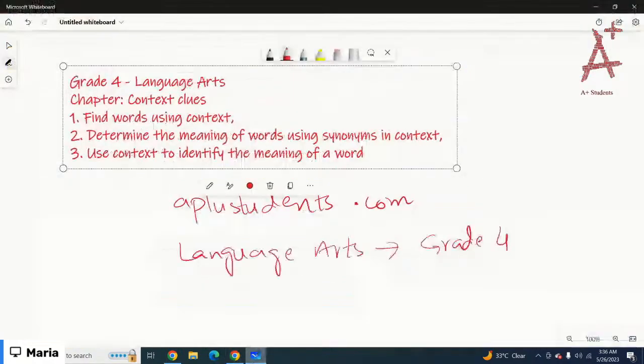Okay, you can complete the test by yourself later today. So we're working on grade 4 language arts. The chapter we have worked on is context clues, and the lessons we have covered are find words using context, determine the meaning of words using synonyms in context, and use context to identify the meaning of a word. No questions? If you have any question, you can ask.